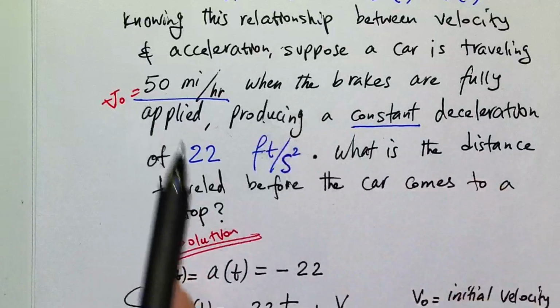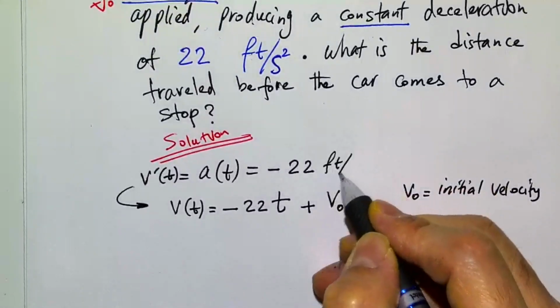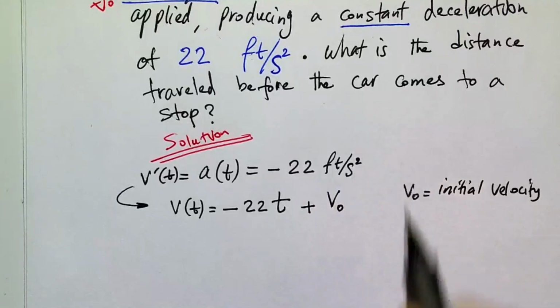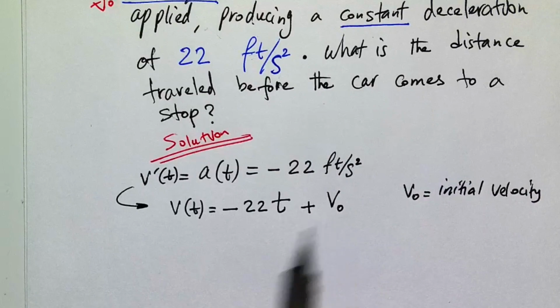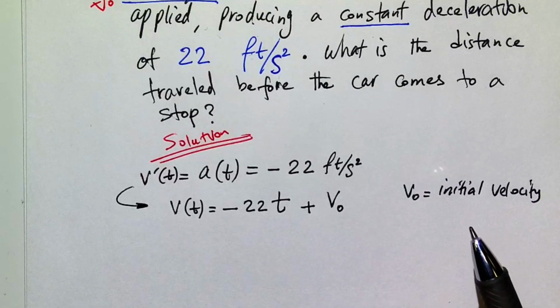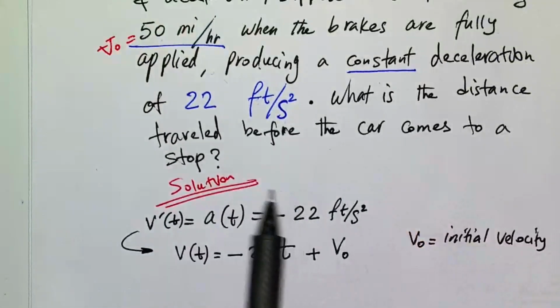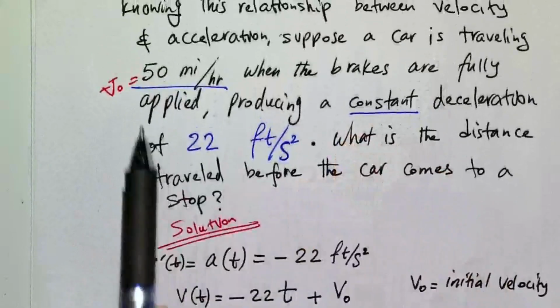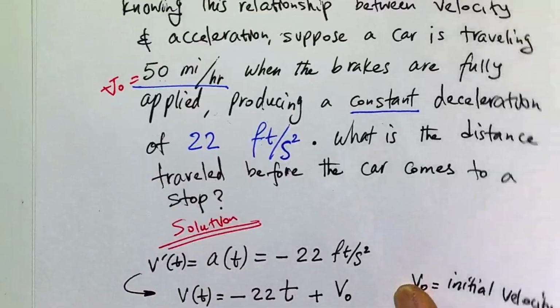But we need to convert it, because remember, this was feet per second squared. So I don't want to plug in 50 here because it would be miles per hour and the units of this would be feet per second squared. It won't match. So we need to convert this velocity, the initial velocity, to feet per second. So let's do that.